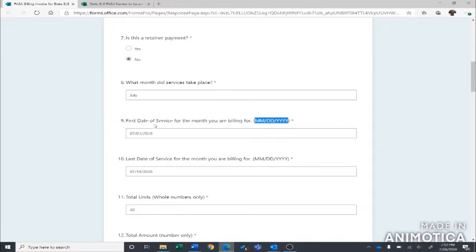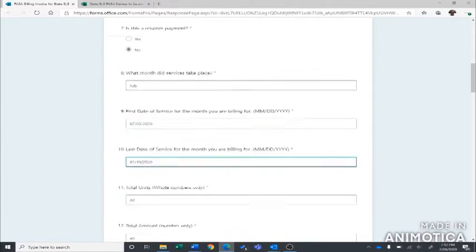So 2 digits for month, 2 digits for the day, and the 4 digits for the year. As you can see here, even though it's July 7th, and that's normally how people would write it, we want to have in that extra 0. It just makes it easier on our end and for the flow to process everything. Same thing with last date of service.